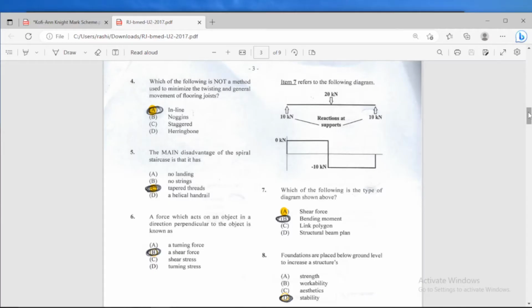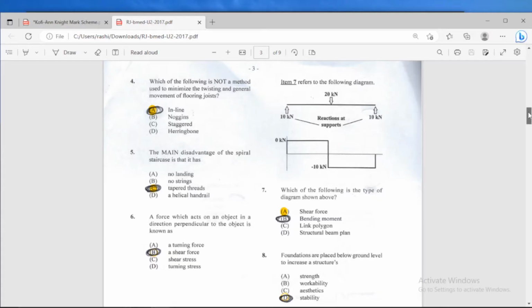So the parts of the threads that are closer to the center will be shorter or smaller than the parts that are further away from the center. Because the threads are tapered, the answer there would be C. Number 6 says, a force which acts on an object in a direction perpendicular to the object is known as, this is a turning force, a shear stress, or a turning stress. In this case, this would be a shear force.